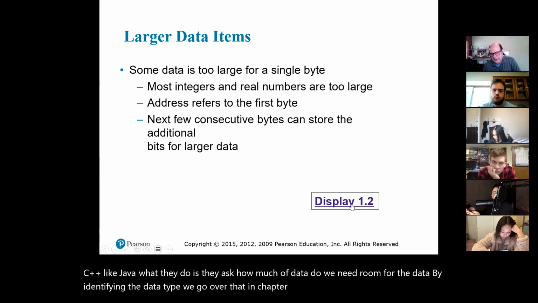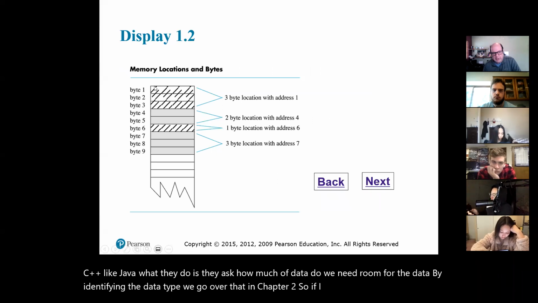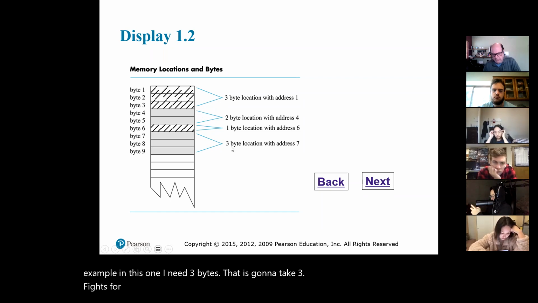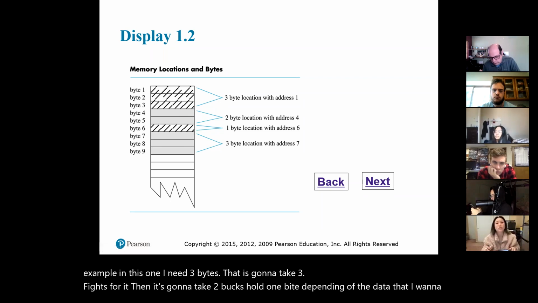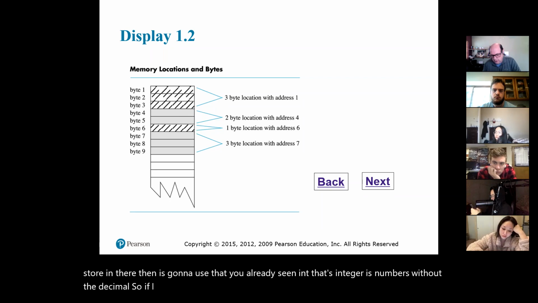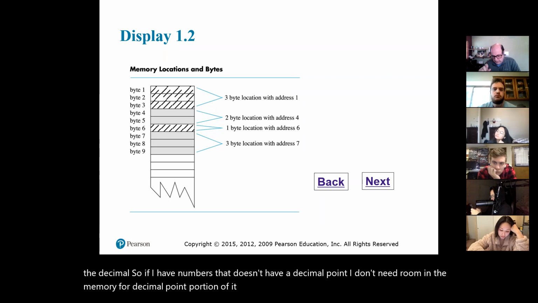So if I need more space, for example in this one I need 3 bytes, then it's going to take 3 bytes for it. Then it's going to take 2 bytes or 1 byte, depending on the data that I want to store in there. You've already seen int, that's integer, numbers without the decimal. So if I have numbers that don't have a decimal point, I don't need room in the memory for the decimal point portion of it. I'm just going to use as much as I need for my integer.